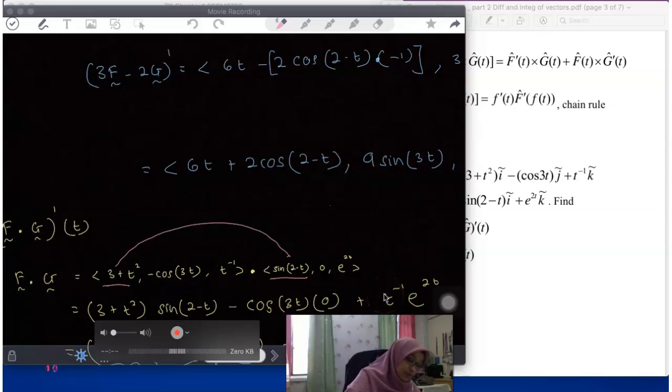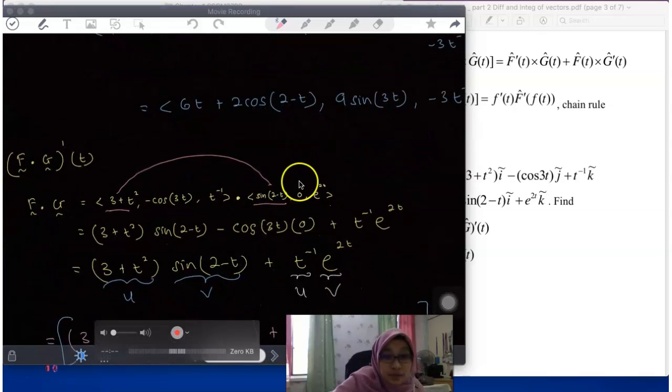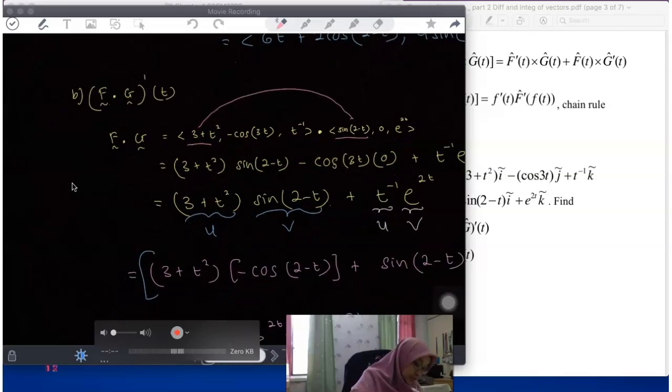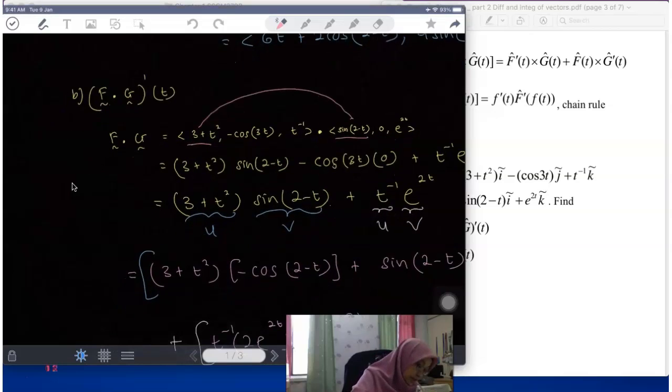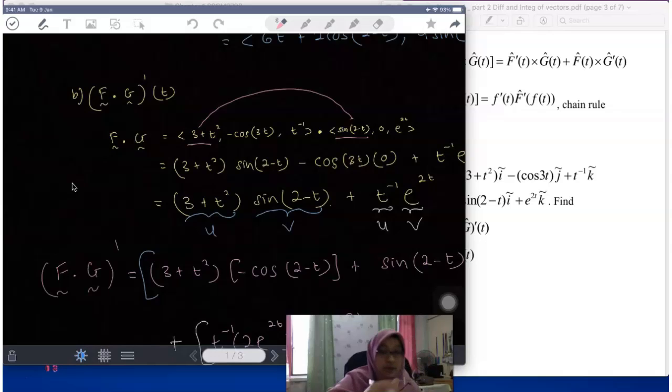Then we simplify. This one becomes 0, so we have only two terms, this one and this one. That is the answer of the dot product between the two vector functions. Next we are going to differentiate that. So f dot g will be differentiated with respect to t.